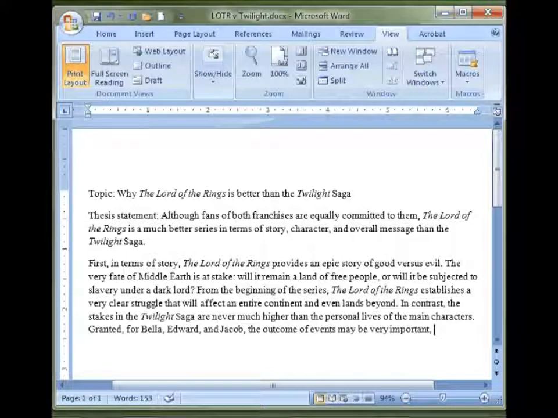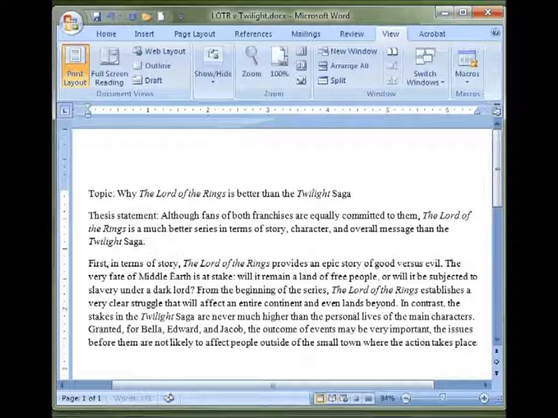And so I wanted to make sure that I point out that yes, Twilight's important in small terms, but in terms of the world as a whole, I don't think Washington, D.C., for example, or the President of the United States is going to get involved in Bella and Edward's love affair, or that he's even going to be concerned with it. And so I'm going to say the issues before them are not likely to affect people outside of the small town where the action takes place.